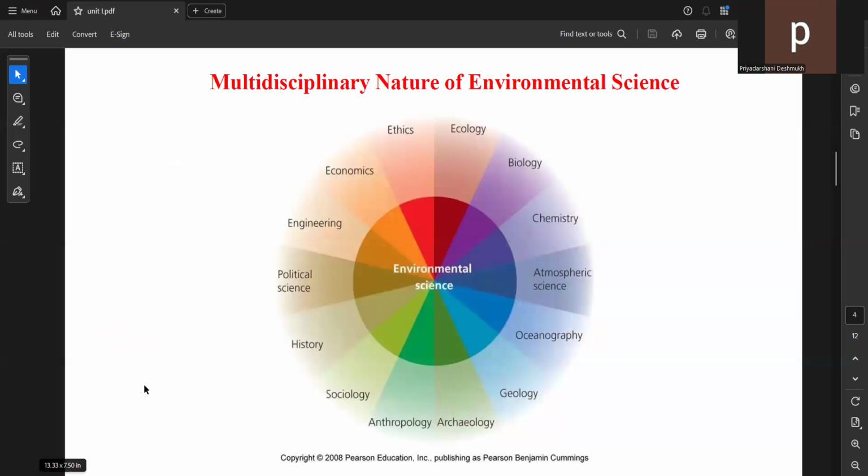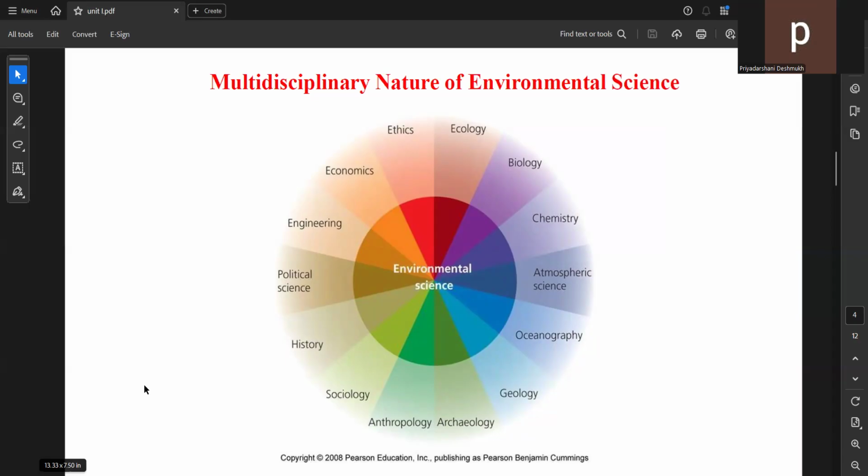Next, that is the multidisciplinary nature of environmental science. Environmental science does not depend on a particular area, but it is the responsibility of everything, or it is part of every subject. Environmental science is part of subjects such as biology, chemistry, geology, physics, sociology, ecology, history, anthropology, archaeology, and oceanology. So these are the various branches. It is an interdisciplinary study.